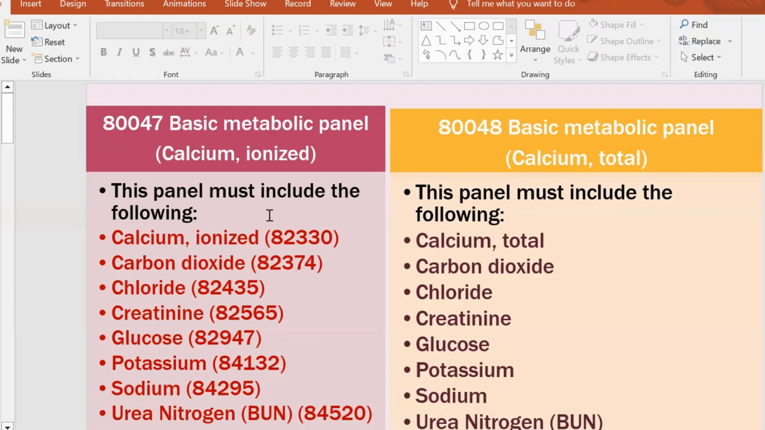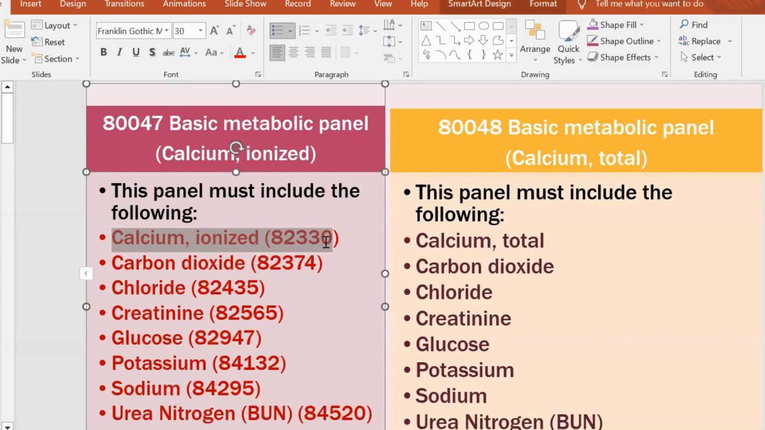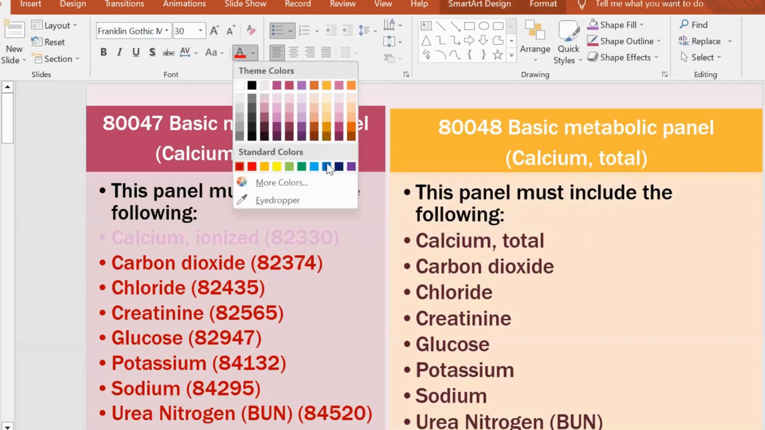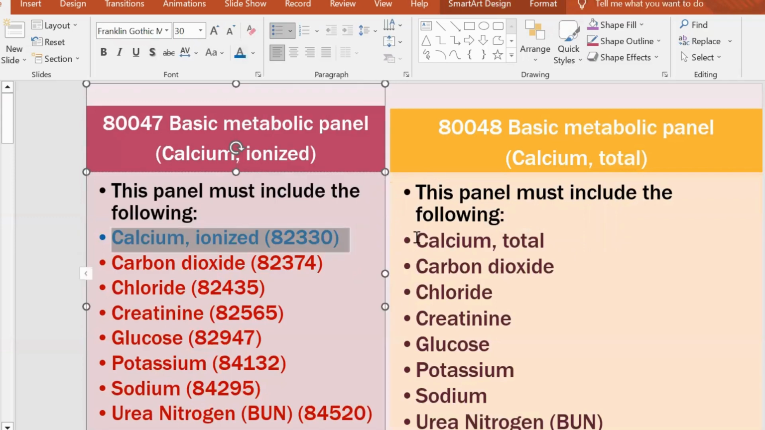We should not report these codes separately because all these codes are included under one panel. What is the difference between 80,047 and 80,048? Both include 8 tests, but 80,047 is calcium ionized, whereas the other is calcium total. Clear?